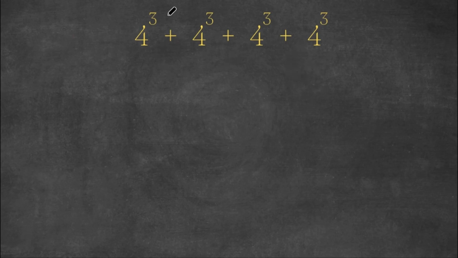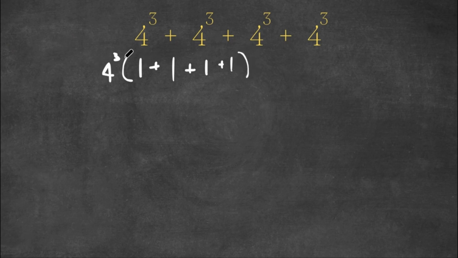So we have 4 to the power of 3 plus 4 to the power of 3 plus 4 to the power of 3 plus 4 to the power of 3. Now what I'm first going to do is factor out 4 to the power of 3 from this problem. So if I factor out 4 to the power of 3, I get 4 to the power of 3 times. Now 4 to the power of 3 divided by 4 to the power of 3 is simply 1, because anything divided by itself is 1. So same thing over here, 4 to the power of 3 divided by 4 to the power of 3 is 1. Same thing here, 1 and plus 1.